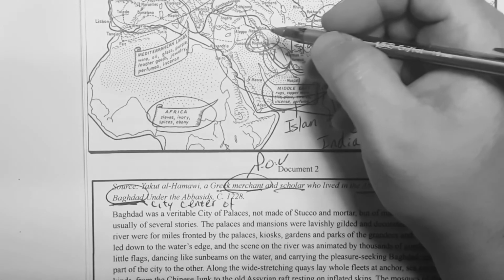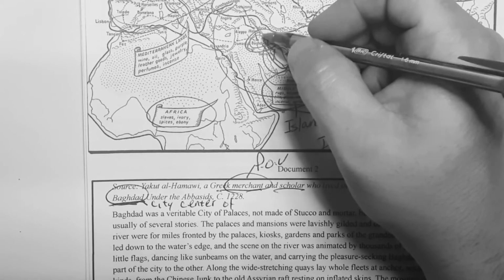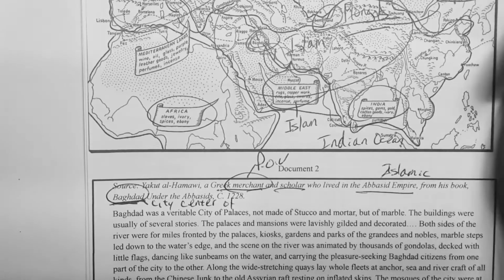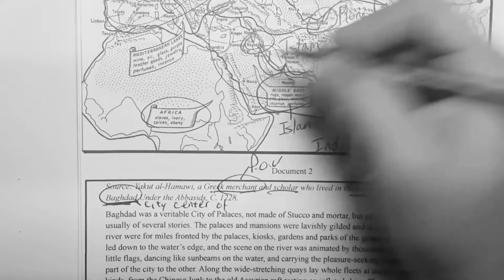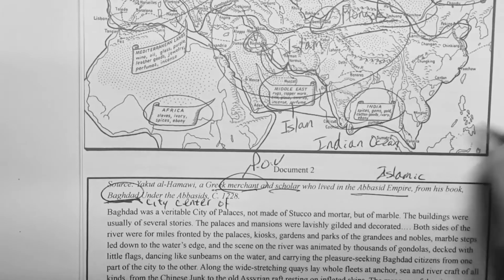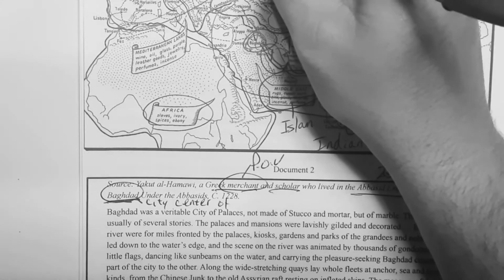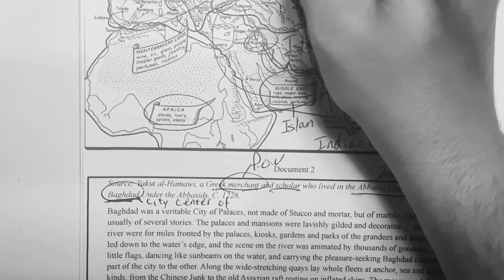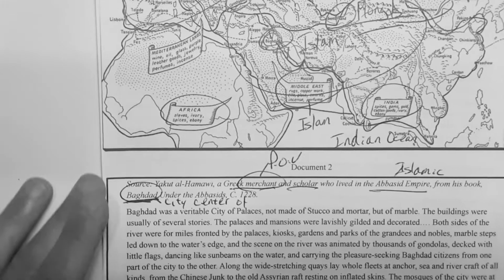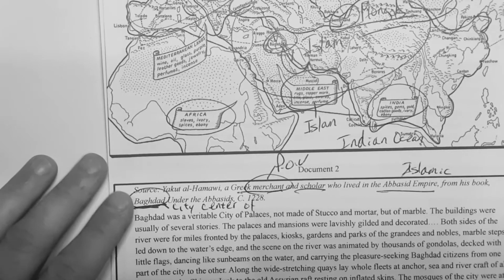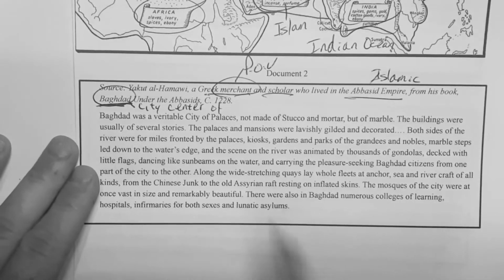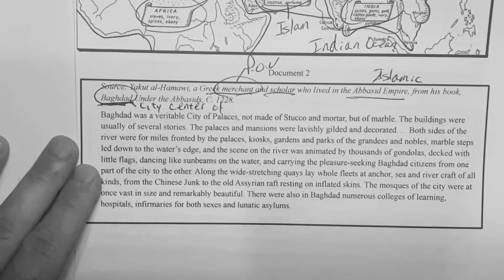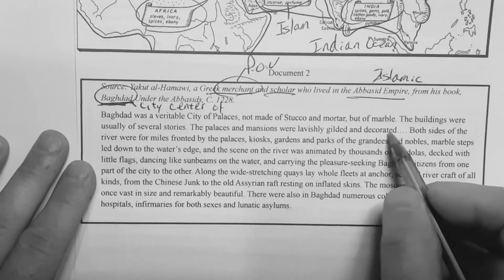Now, again, outside evidence, this is where your brain's going to start churning out evidence. This is another thing that's going to help in this time period, is going to lead to the Crusades. That's just something you could jot down or remember. That's going to get you outside evidence points, and you can start racking up points with just content that you can remember. Anyways, so it says Baghdad was a veritable city of palaces, not made of stucco and mortar, but of marble.